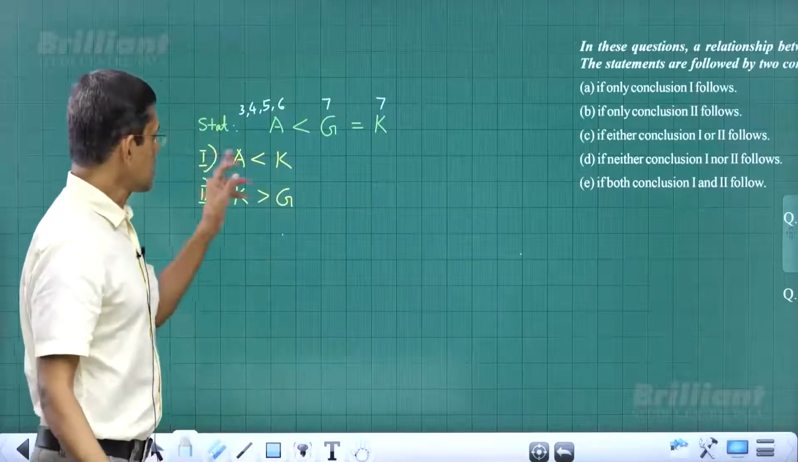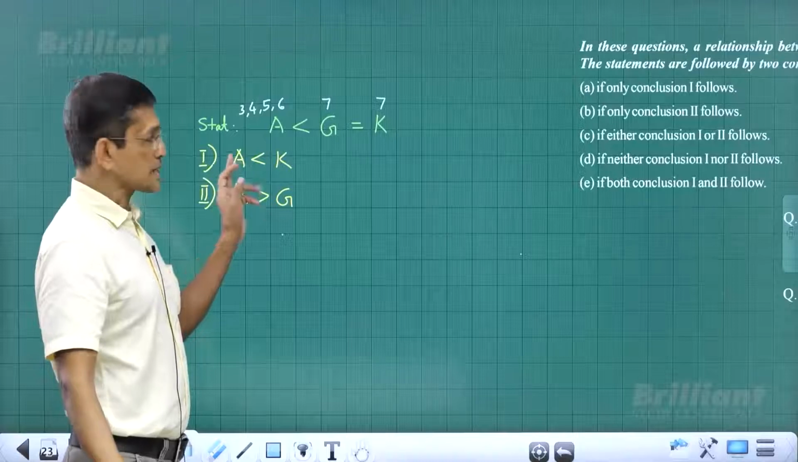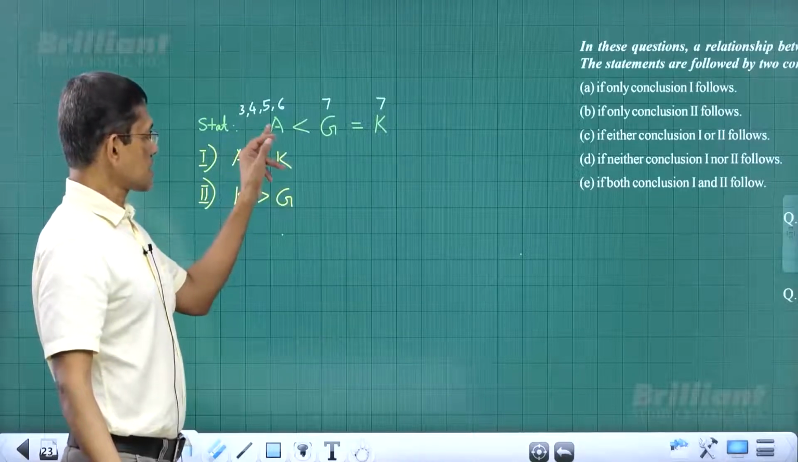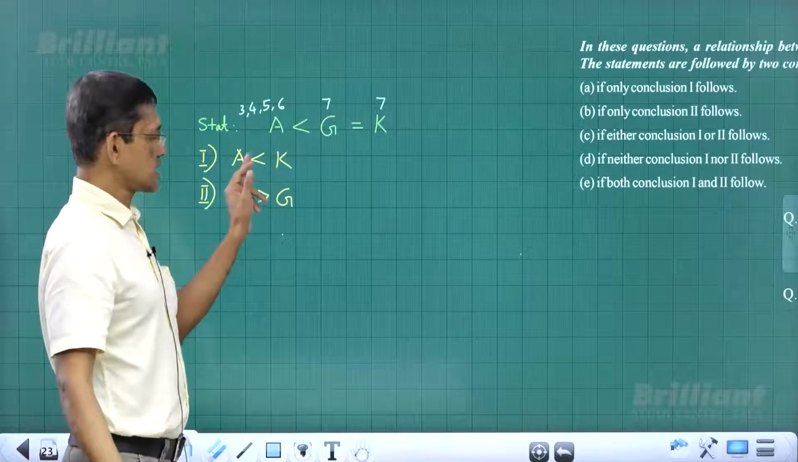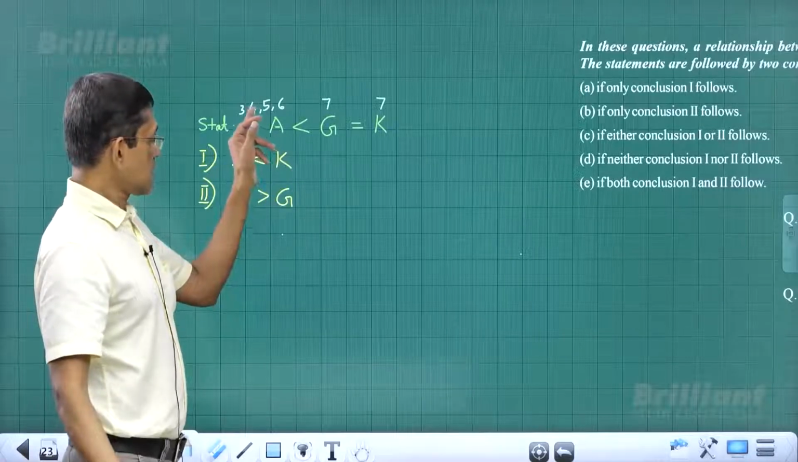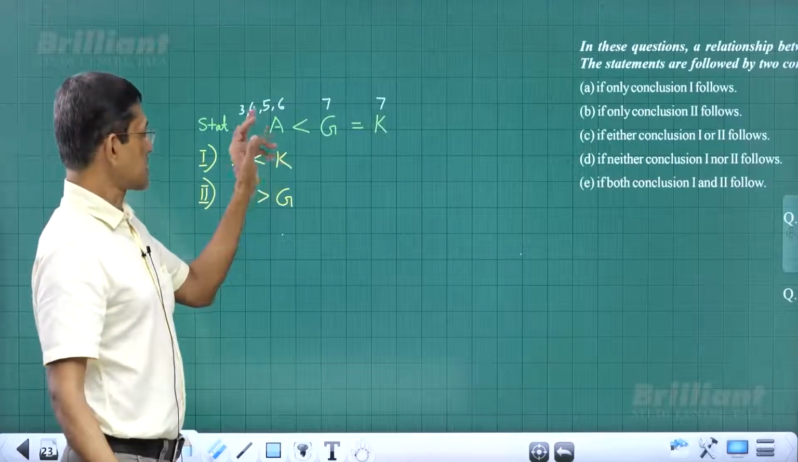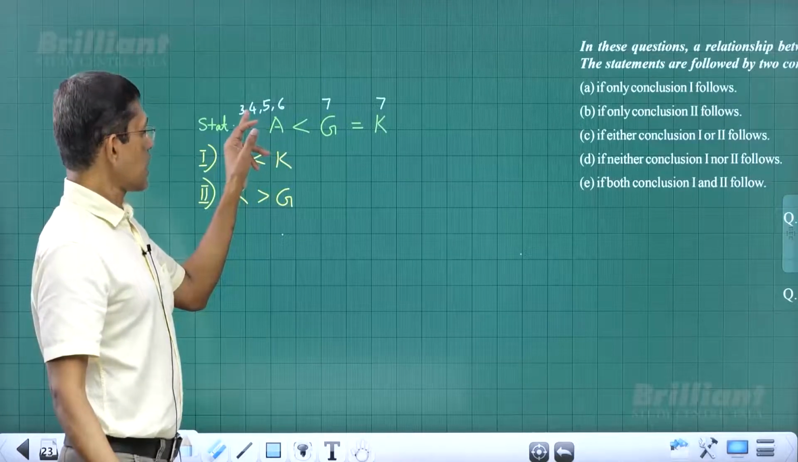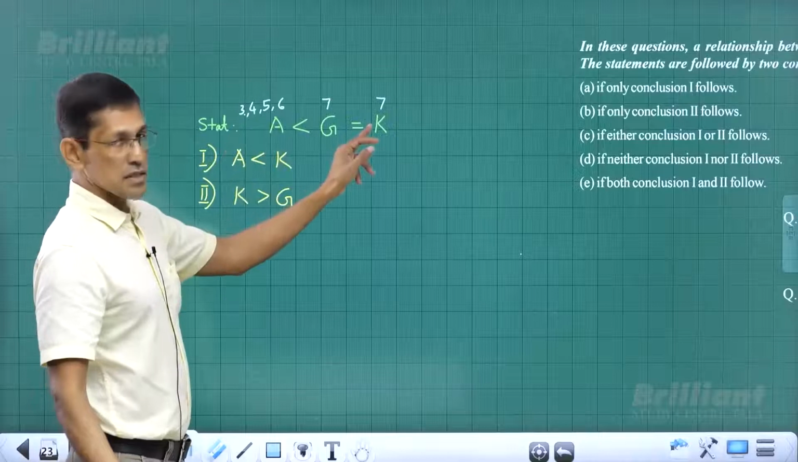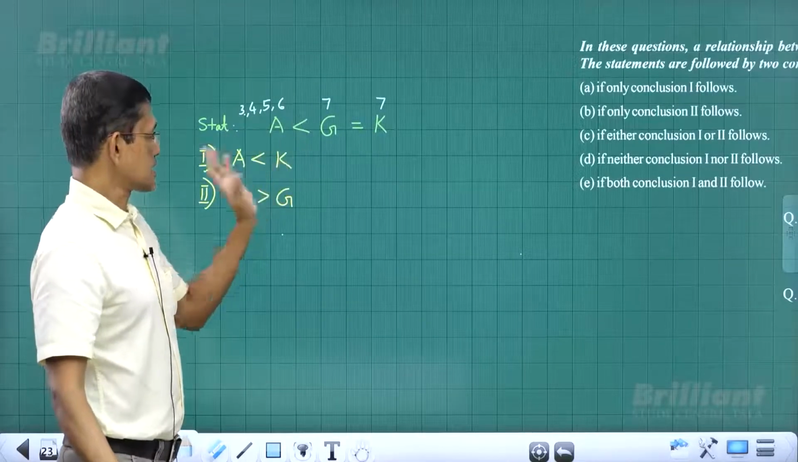So ultimately, what we need to test is whether A is less than K. If A is 6, K is 7, so A is less than K. If A is 5, K is 7, so A is less than K. If A is 4, then K is 7 itself, so A is less than K.